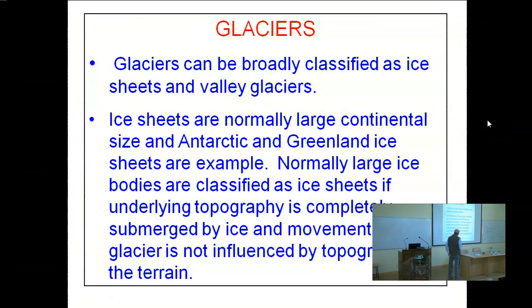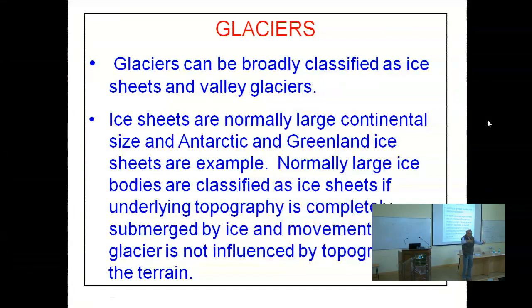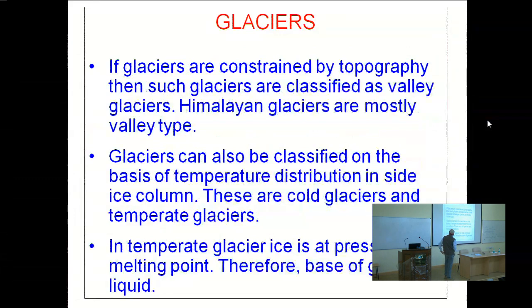But in a region like the Himalaya, our glaciers are not like Greenland or Antarctica, and the topography defines the extent of the glacier. Even if it appears to lie on top of it, if you look at the satellite image, you may feel a large geographical area is covered by glacier, but actually they are controlled by topography. It means one glacier is flowing this side, another glacier is flowing another side. So the topography defines the movement of the glacier, and therefore they are called valley glaciers. So that is what we are saying.